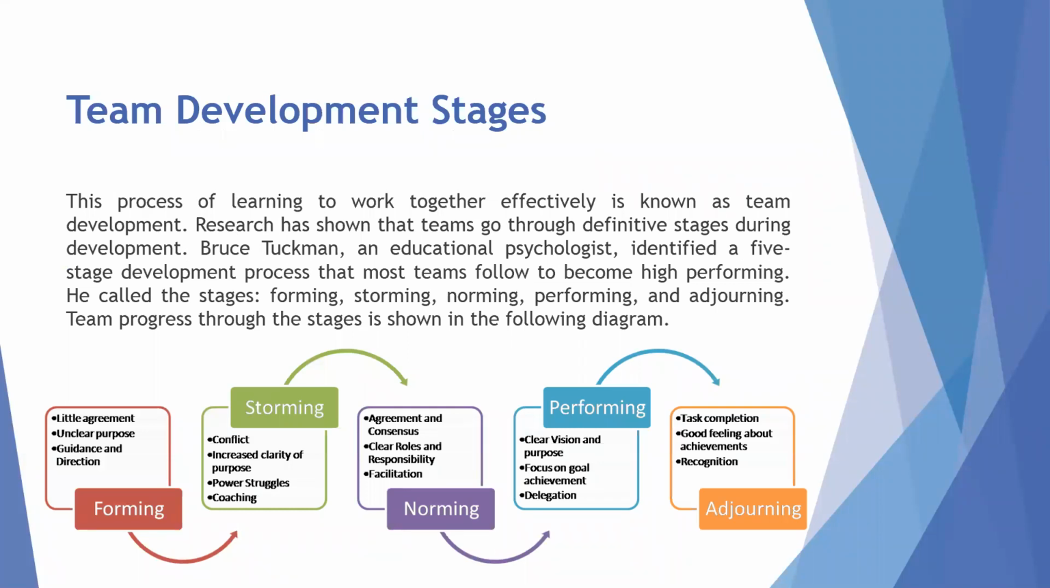So this is another subtopic, which is called team development stages. What do we call a team development stage? These are the stages in how a team will be developed. This is also a question in your exam. First, the process of learning to work together effectively is known as team development. Research has shown that teams go through definitive stages during development. Tuckman, an educational psychologist, identified a five-stage development process that most teams follow to become high performing. He called these stages forming, storming, norming, performing, and adjourning. Team progress through the stages is shown in the following diagram.